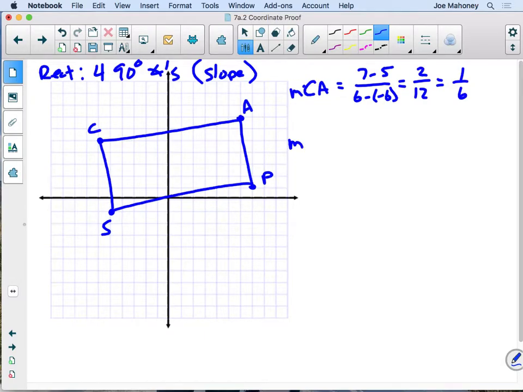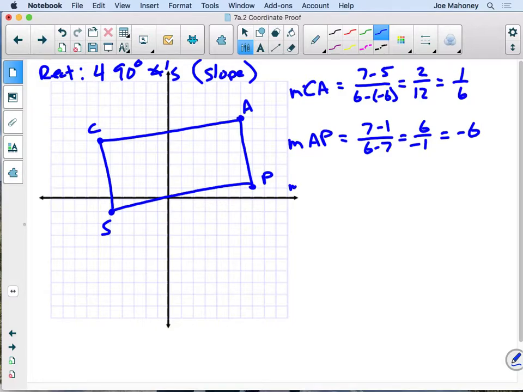If I do the slope of side AP, let's do the slope of its adjacent side. The slope of AP, we'll do 7 minus 1 over 6 minus 7. That's 6 over -1, which is -6. Good things have just happened. We've shown that the slope of side CA is the opposite reciprocal of the slope of side AP. That means that angle A is a right angle. It's a 90-degree angle. So we're well on our way to becoming a rectangle.